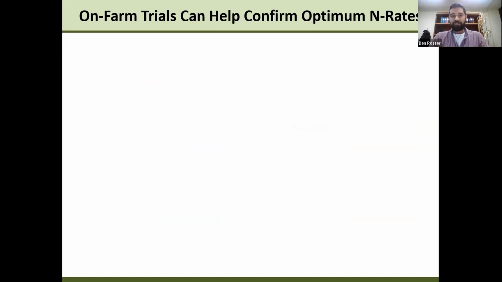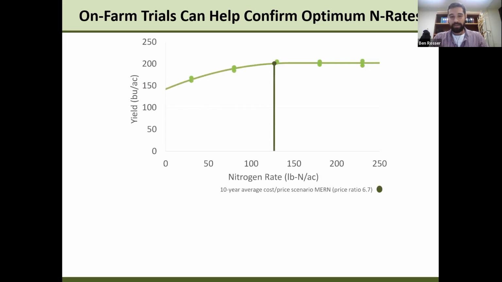So, next question, and there's been a lot of interest in this right now, especially when we're talking about nitrogen rates, and especially when the price of nitrogen fertilizer is really high: what can you do on farm to help confirm what your optimum N rate is on farm? I think there's a couple of methods that are relatively easy. Now, again, we're talking grain corn that you can do to try to estimate what an optimal N rate is.